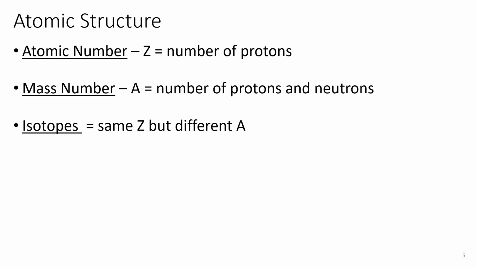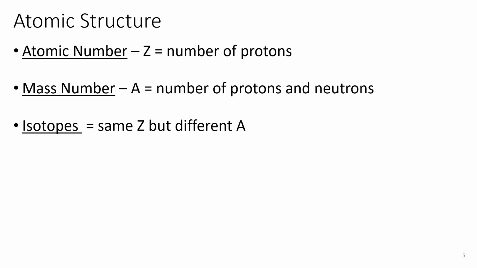But because of this, we also have isotopes. Isotopes are atoms that have the same Z, but they have a different A. So what that means is they have the same number of protons, so they're the same element, but they have a different mass because they have a different number of neutrons in the nucleus of the atom.